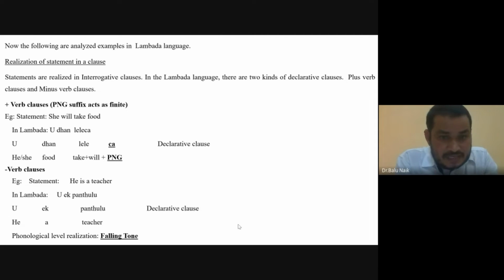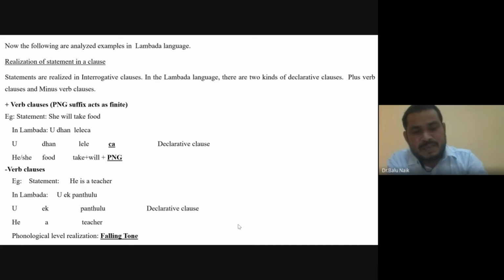Now the following is an analysis example of the Lambada language. Realization of statements in the language. Statements are realized in the declarative class. In the Lambada language, there are two kinds of declarative class, plus verb and minus verb. Plus verb is where the PNG suffix acts as a finite. Example statement: she will take food. In Lambada, वो धान ले लेता है. Who is she, dhan is the food, lela is the take and will, cha is the PNG marker. This is the declarative class.